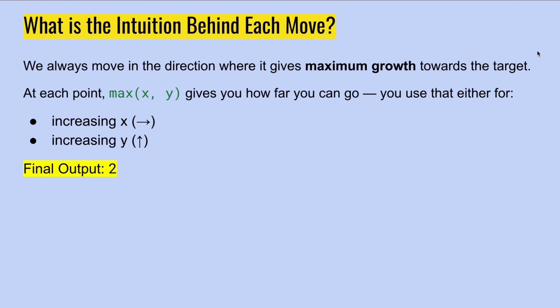So what is the intuition here? The intuition is we always move in the direction that gives the maximum growth toward the target. So at each point we take the max, and x plus y will give you how far you can go. Either you will increase x or increase y, and you will reach the target, like we have reached in 2 moves. Okay, so let's understand the code now.